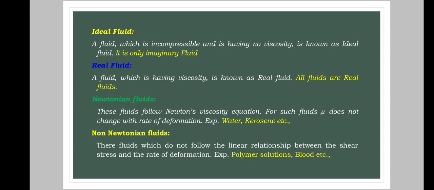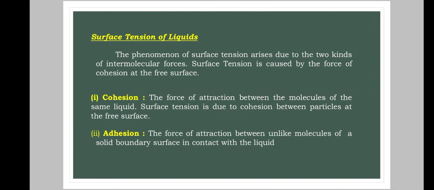Non-Newtonian fluids are fluids which do not follow the linear relationship between the shear stress and the rate of deformation. The examples of non-Newtonian fluids will be polymer solutions and blood. And finally, the surface tension of the liquids. The phenomenon of surface tension arises due to two kinds of intermolecular forces. Surface tension is caused by the force of cohesion at the free surface.